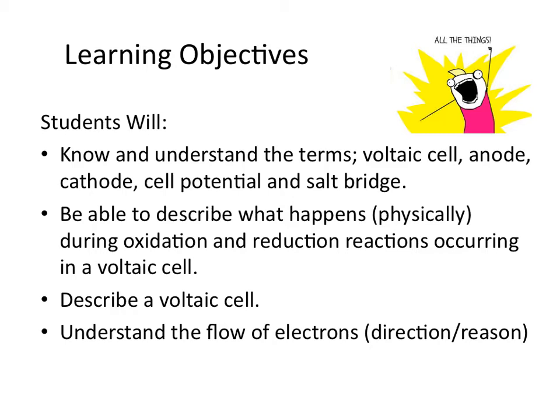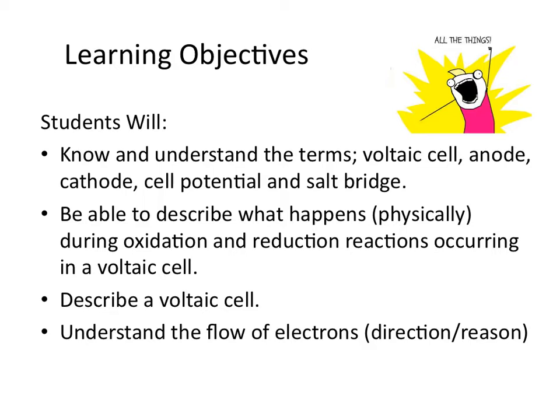So section 3 is our remaining section. And in this section, we're actually going to look at how to harness the electron flow that's occurring during redox reactions. So we're going to know terms such as voltaic cell, the anode, cathode, cell potential, and salt bridge. And we're going to be able to say what happens during these reactions when we put them into these cells.